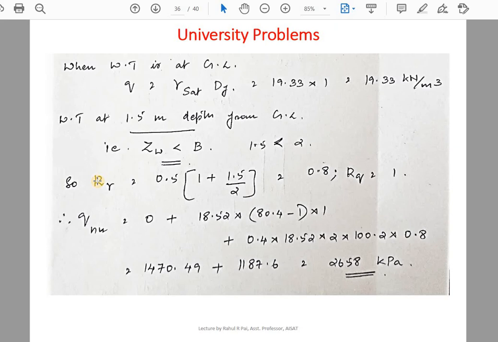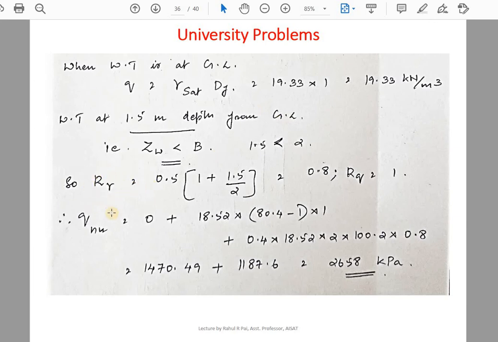You need not do anything to the second term. The second term is intact. Just use the value of Q. In the second term also it won't be saturated, because you have to use the unit weight, just the bulk weight. In that way you have to find the Q value, which will be coming to 18.52.